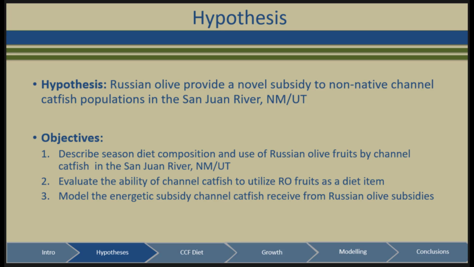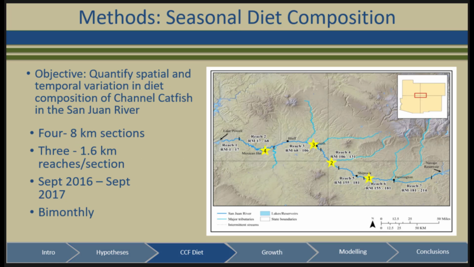And then once we knew that, we were able to do some modeling to see, okay, what is this contributing to the overall population of channel catfish? So to get at diet composition, we selected 4 sites across the longitudinal gradient, with the first one in New Mexico around Shiprock. That's right through the Four Corners region, so New Mexico, Utah, with the last one being down at Mexican Hat.